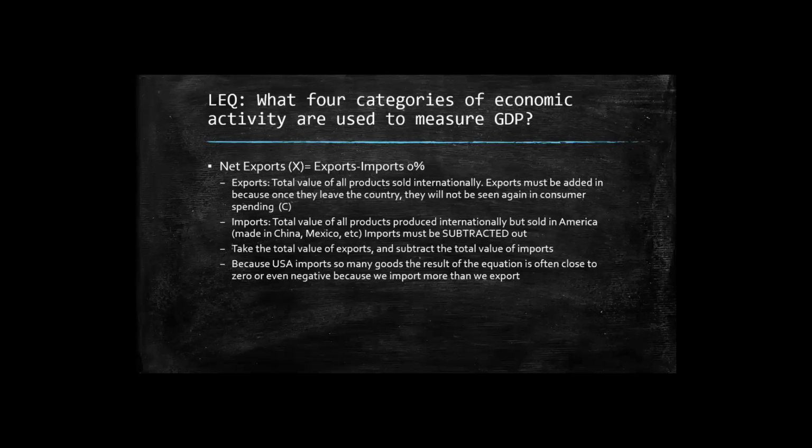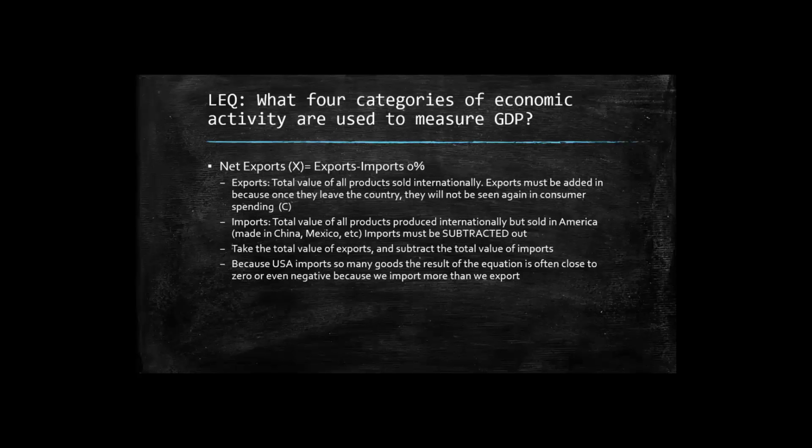So here's what exports are. Exports are the total value of all products sold internationally. So think about products that are produced here in America and we sell it to businesses in China. We sell it to businesses and people in Europe. We sell it to people in Africa. That counts as exports, and that counts towards our GDP because, again, GDP measures what was produced in a country, the final dollar value of what was produced in a country in a given year.